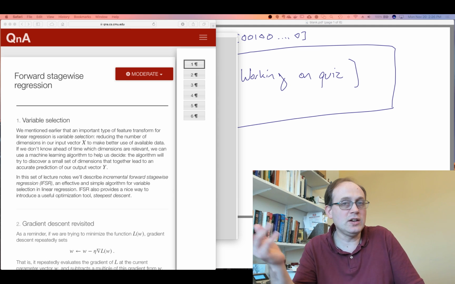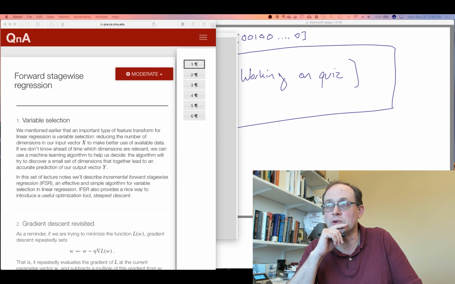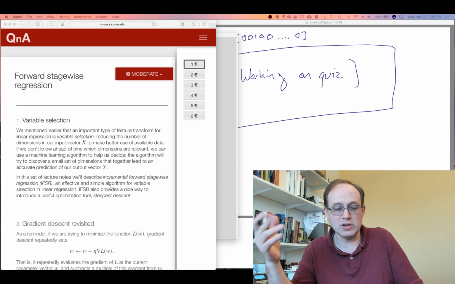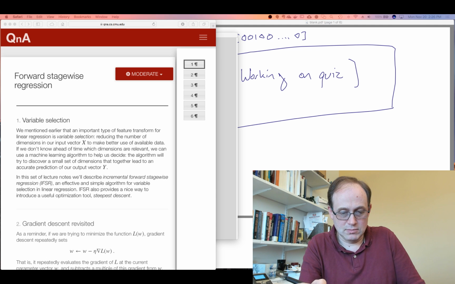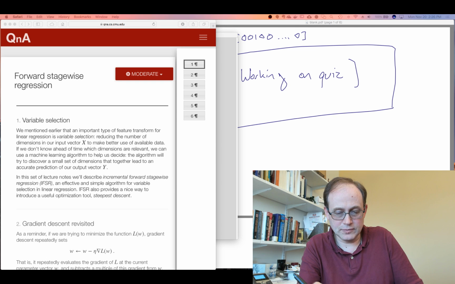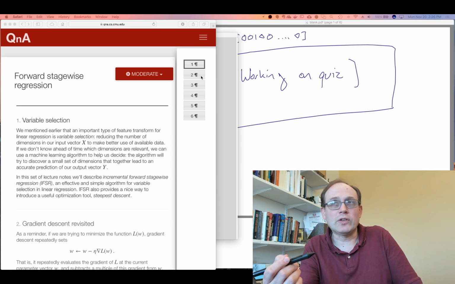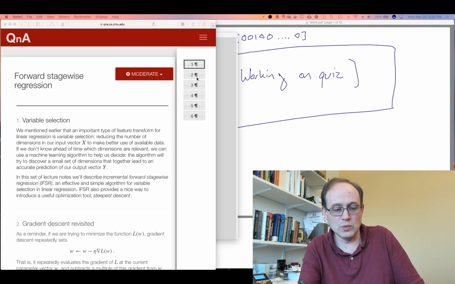There's a ton of algorithms for this. Maybe the most popular is lasso in linear regression. Incremental forward stage-wise is also a way to do variable selection in regression. The incremental forward stage-wise regression algorithm is actually a lot simpler than lasso, so we're going to cover that one. And it actually works equally well, or sometimes even better, in practice. So it's a good one to cover.